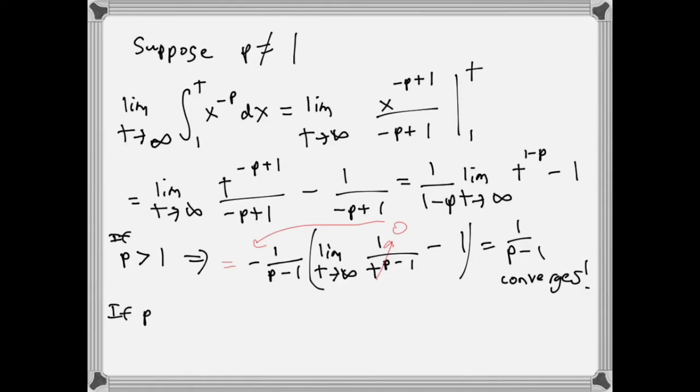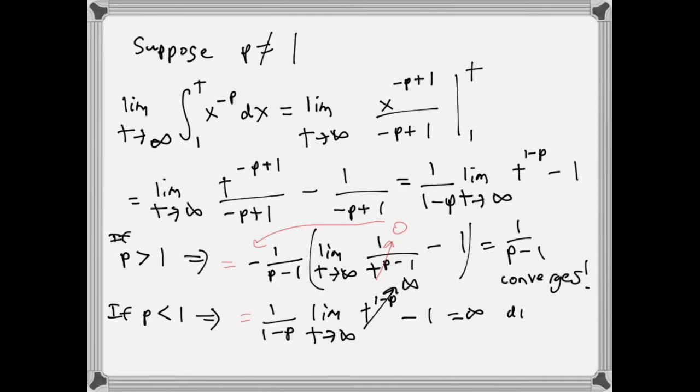What about if p is less than 1? If p is less than 1, then what we have up there equals 1 over 1 minus p times this limit that we have. We now have infinity to a positive power, which goes to infinity. This guy goes to infinity, so this equals infinity. In other words, it diverges.